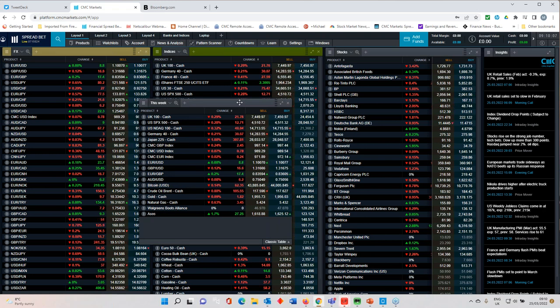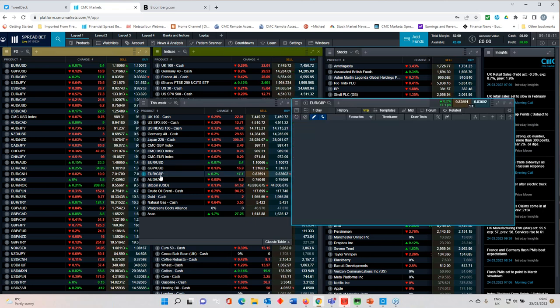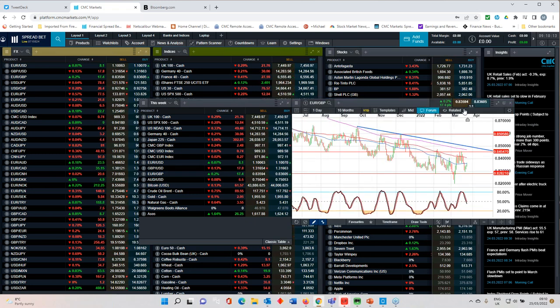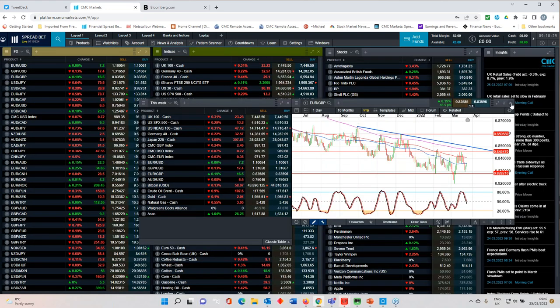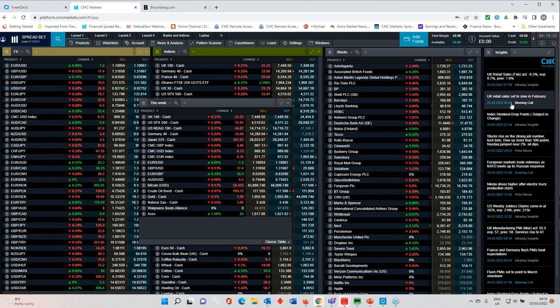So obviously, those are the key levels on cable and the euro dollar. Euro sterling is much of a muchness, still very much a case of watching paint dry here, but still very significant resistance anywhere above 84, fairly decent support around about 82.80, 83. So very much a continuation of the range trade that we've been seeing over the course of the past few weeks. So what's the outlook for indices?